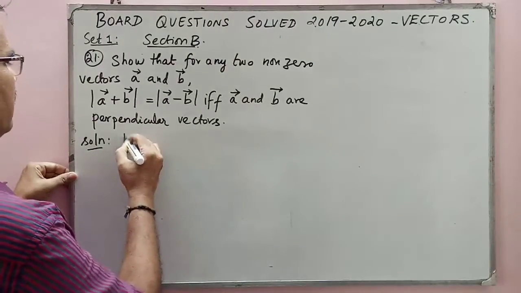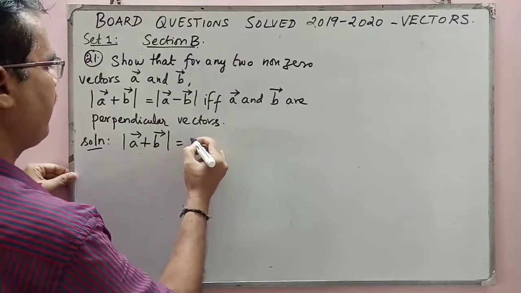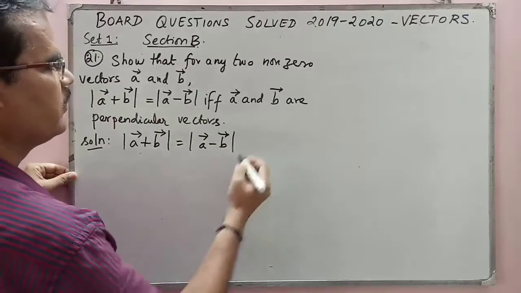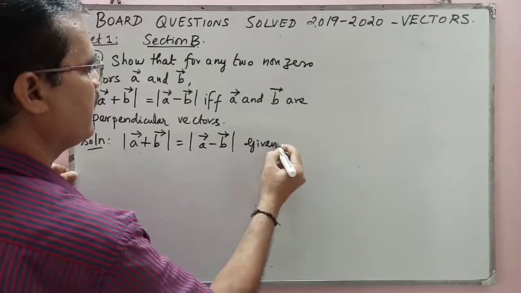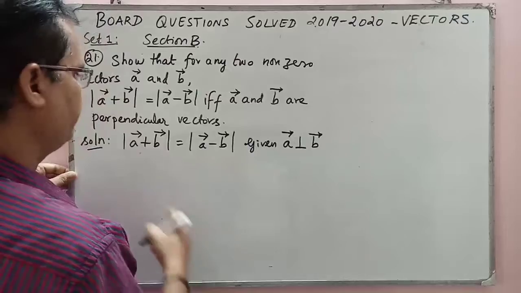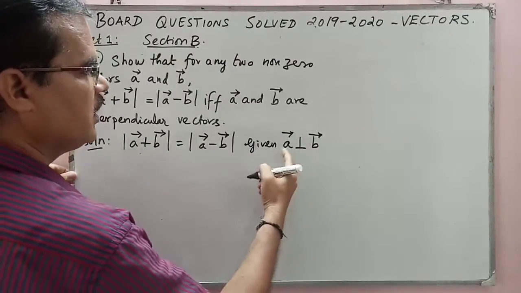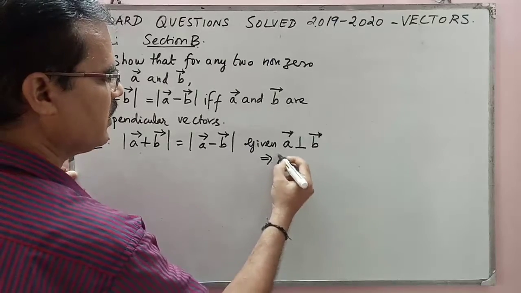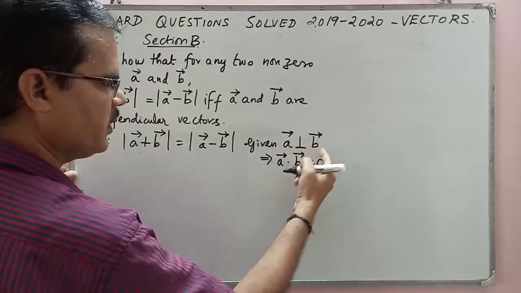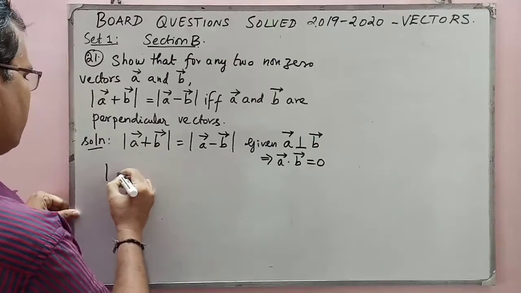Now I am going to take A vector plus B vector. I am going to prove this given A vector perpendicular to B vector. A vector perpendicular to B vector means A vector dot B vector equals 0, because we know when the vectors are perpendicular, the dot product is equal to 0. Now take your left hand side, A vector plus B vector.